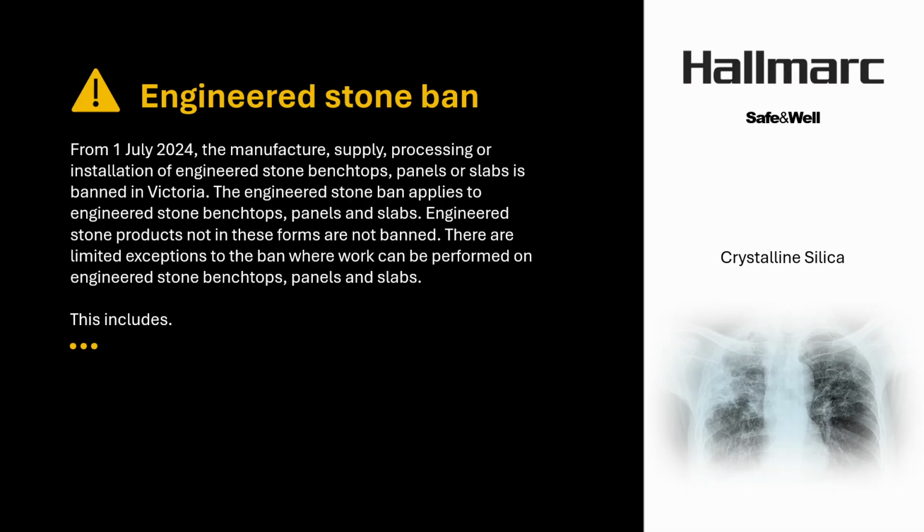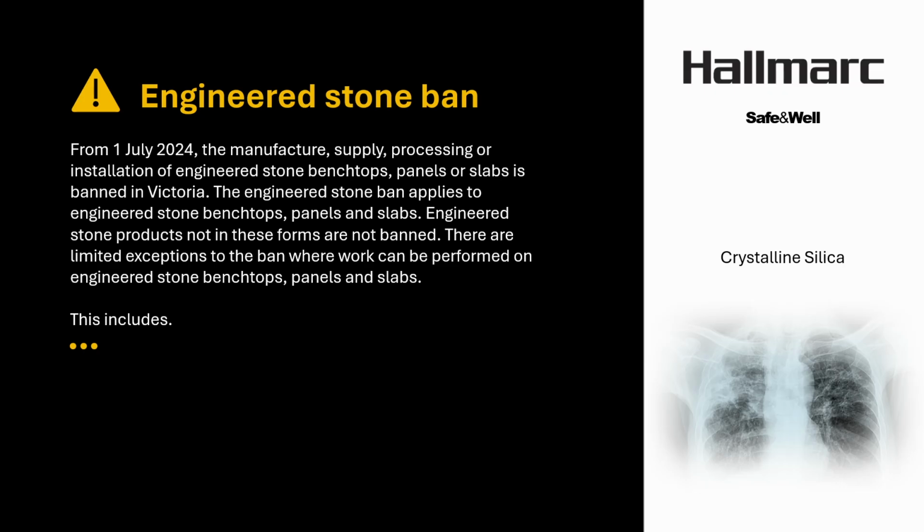From July 1, 2024, the manufacture, supply, processing or installation of engineered stone benchtops, panels or slabs is banned in Victoria. The engineered stone ban applies to engineered stone benchtops, panels and slabs. Engineered stone products not in these forms are not banned. There are limited exceptions to the ban where work can be performed on engineered stone benchtops, panels and slabs.